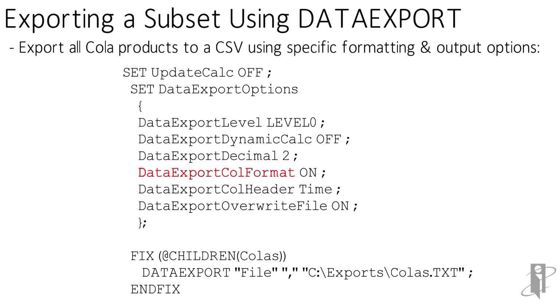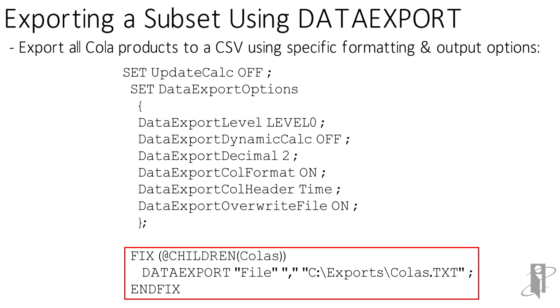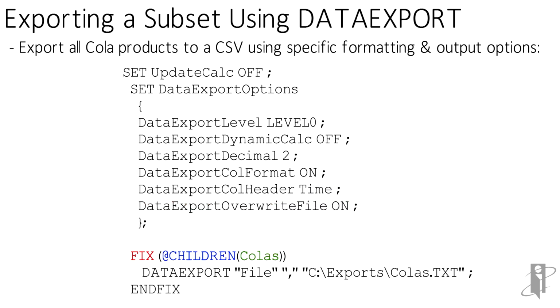We are going to make sure we're in column format, so there's dimension across the columns. That column dimension is going to be time. And if there's a file out there, we're going to overwrite it. Notice in our fix down below, we're going to fix on @children of colas, so it does all the products underneath cola.